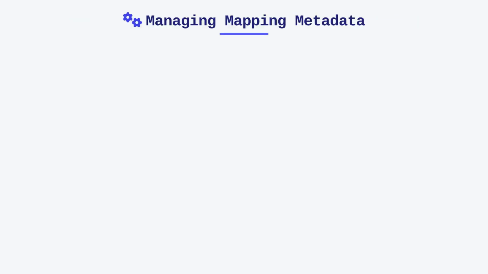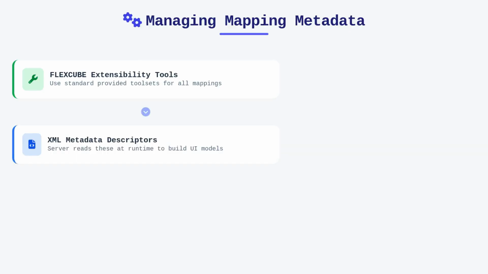Finally, it is essential to manage the mapping metadata through the standard extensibility tools provided by FLEXCUBE, rather than attempting to manipulate the underlying C files directly. The framework relies on XML-based metadata descriptors that the server reads at runtime to build the UI models. By sticking to the provided tools, you ensure that your changes are captured correctly by the deployment scripts and can be migrated across different environments, such as from development to user acceptance testing.